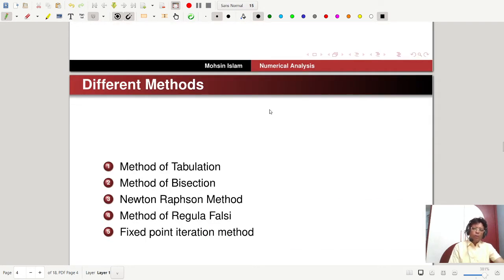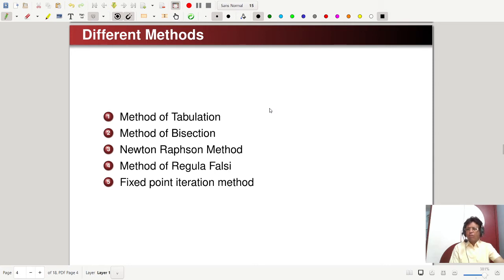Now we'll talk about different methods. First of all, there is a method called method of tabulation. It is a very simple method. Number 2, method of bisection. Number 3, Newton-Raphson method. Number 4, method of regula falsi or regular false position. Fixed point iteration method. Also there is a graphical method and several other methods, but in your syllabus we have to talk about these 5 methods. So first of all, let me talk about method of tabulation.